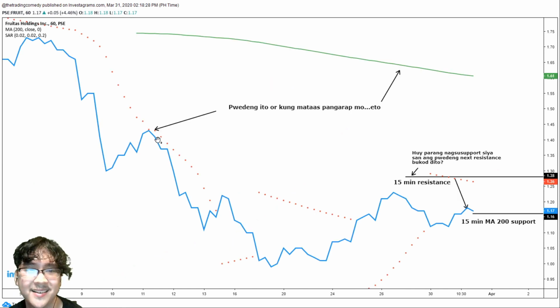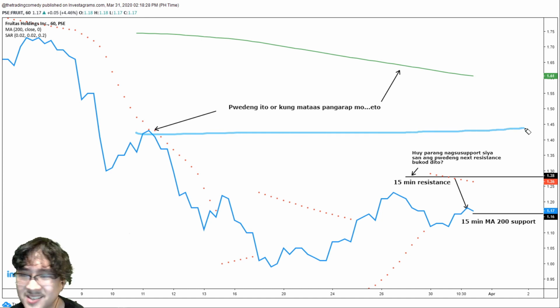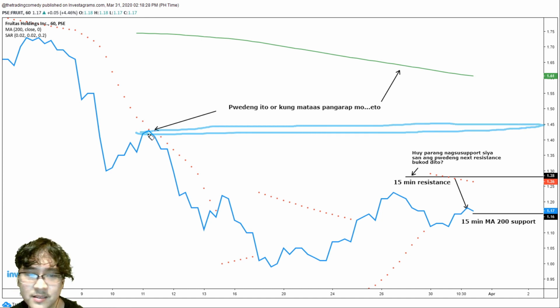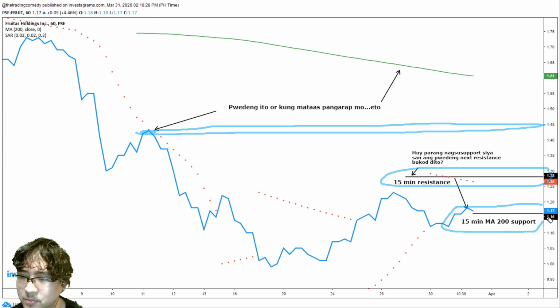So it's actually here. Ayan. So it's actually at 1.40-ish. So ang layo, di ba? So this is the level, and this is the reference for the 15-minute resistance and the MA200 support. So you would know. So you could probably take profits here.